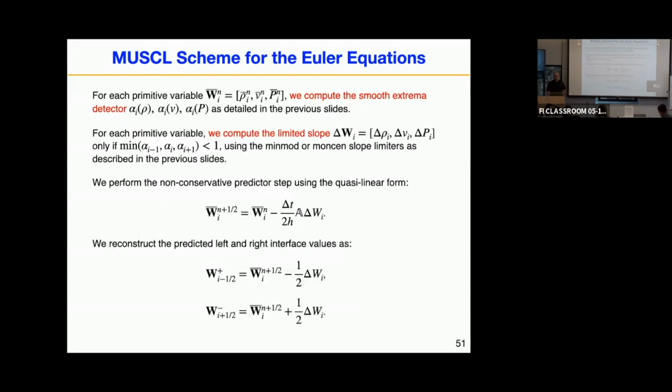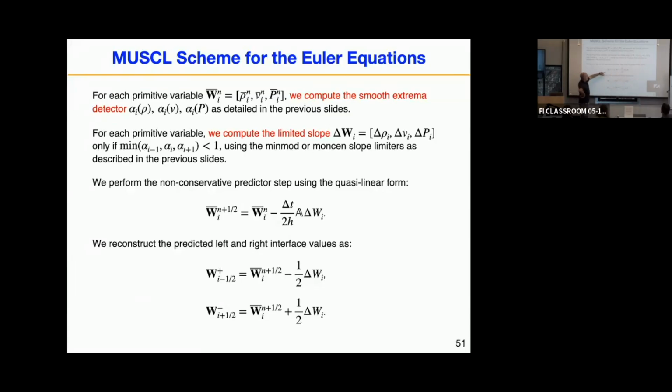Then you have to compute the slopes. Forget about the smooth extremum. You compute the slopes for each of the variables. So here there is a freedom. You can use either the primitive variable or the conservative variable. It's not going to be that important, but primitive variable versions are actually better. So you compute the slopes here for the density, the velocity, and the pressure using the slope limiters.